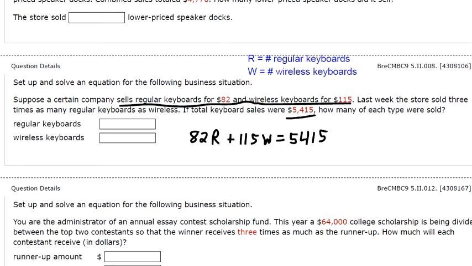Okay, so there's one equation, but there are 2 different letters. We can't solve until we come up with that second equation and plug it in. Last week the store sold 3 times as many regular keyboards as wireless. So regular is 3 times the number of wireless keyboards. Now we can plug this in like we did with that other equation. Okay. Now in that black equation, I'm going to write 82, and instead of R, I'm going to put 3W.